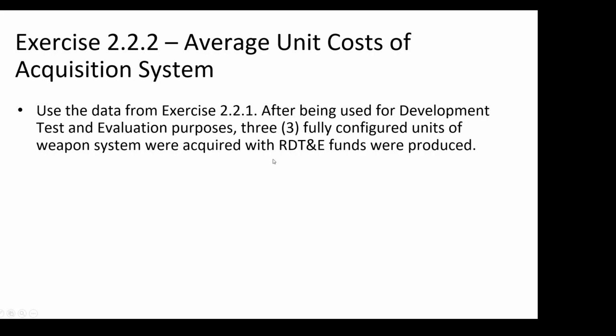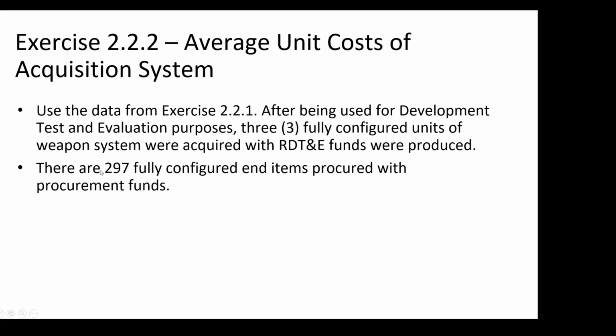Units of the weapon system were acquired with RDT&E money. So we got 3 that we developed with RDT&E money. The second one says there are 297 fully configured end items procured with procurement funds. So I have 297 fully configured end items that I paid for with procurement dollars. It makes a difference: 3 with RDT&E, 297 with procurement. And I'll show you why it makes a difference in a little bit.